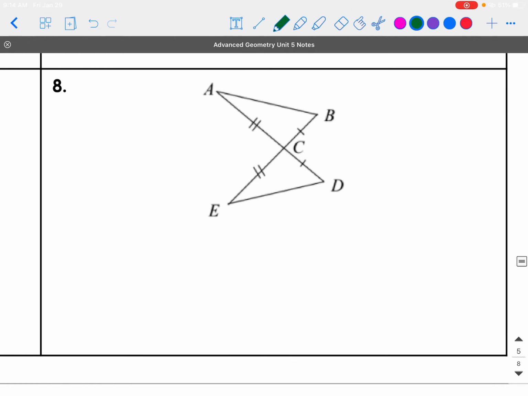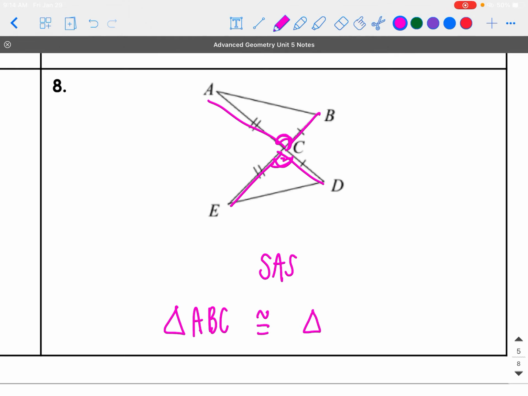All right, number 8. Nothing about parallel lines here, but we do know that vertical angles are congruent, and this leads us to have side, angle, side, side, angle, side. So SAS, triangle ABC is congruent to triangle EDC.